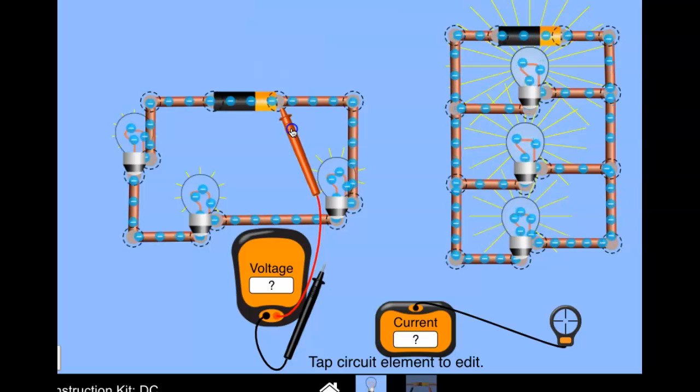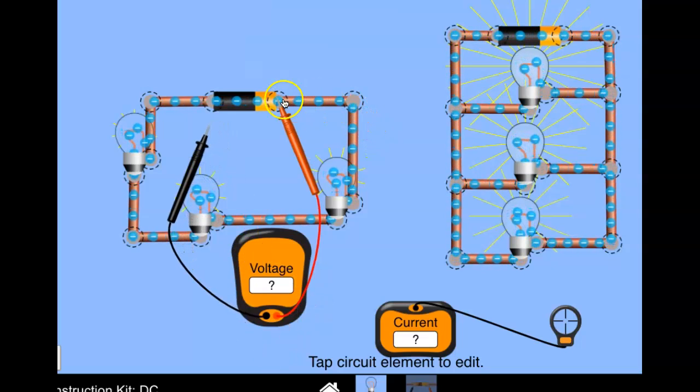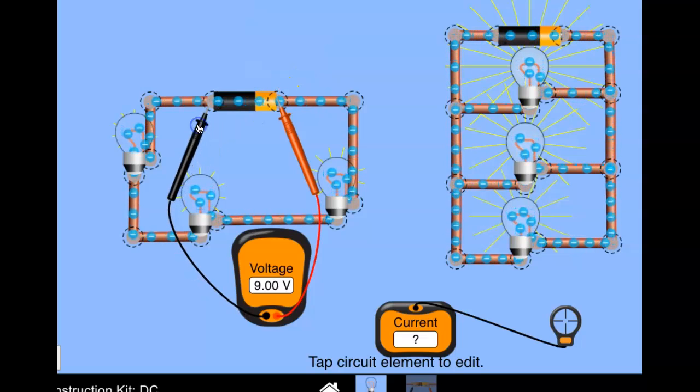So I'm going to put the red lead here on the positive end of the battery. How do I know it's a positive end? Electrons are going into that. That's why it's positive. Okay, positives attract negatives. And so I know that's a positive end. So I'm going to use red with positive all the time. So when I connect here, I see I have a 9-volt battery.